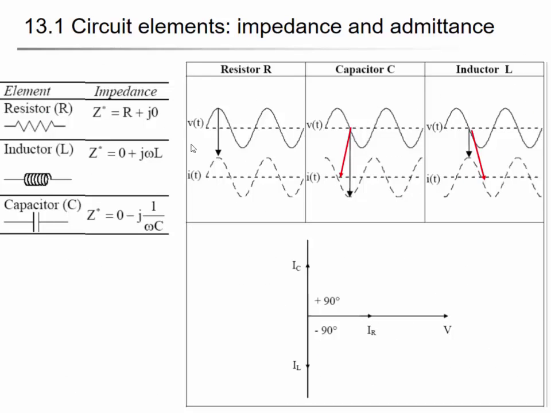So here, as you can see, the resistor doesn't cause a phase shift. So when you apply the voltage, the current will be in phase with the voltage. But when you have the capacitor, it causes a minus 90 degree shift. So you see that there's a delay by a quarter wave, right? A quarter wavelength. And the inductor has a plus 90 degree phase shift, so you also have a quarter wave phase shift.